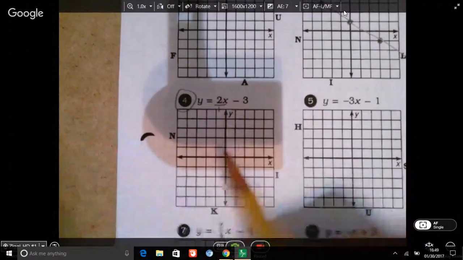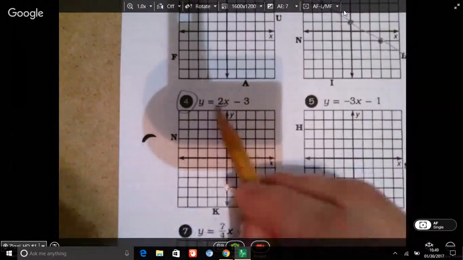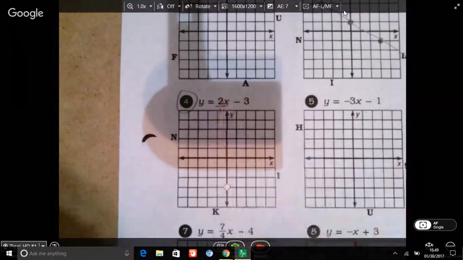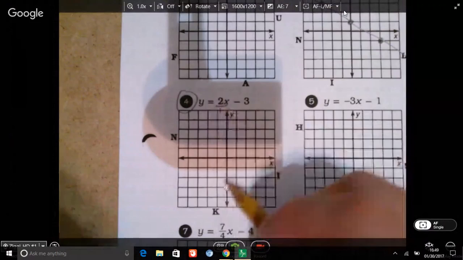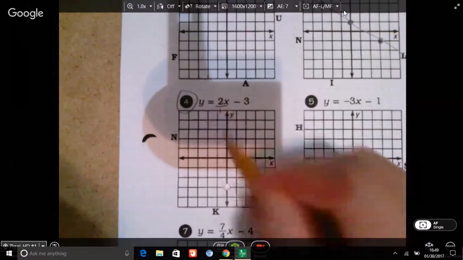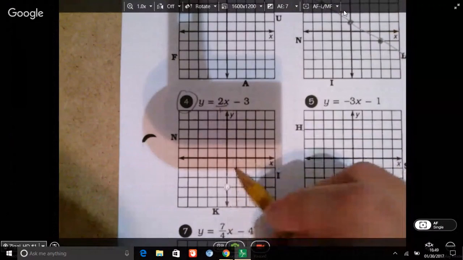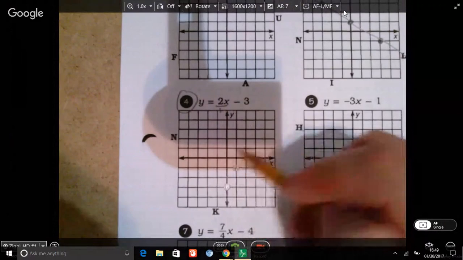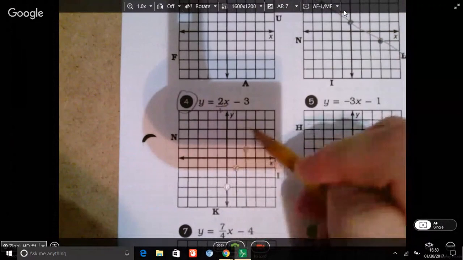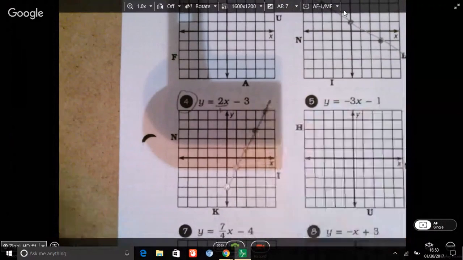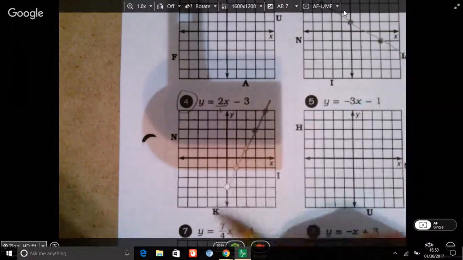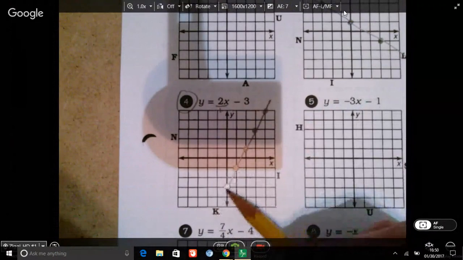Now as a fraction, I know I start at negative 3. The top number, the 2, I go up. 1, 2. The bottom number, you always go right. So you go up 2, right 1, put a point. Up 2, right 1, put a point, all the way through the graph. Now you know your line's going to look like that. It's going to look the same over to the left, so go left 1. It looks like this one's going to go through K.